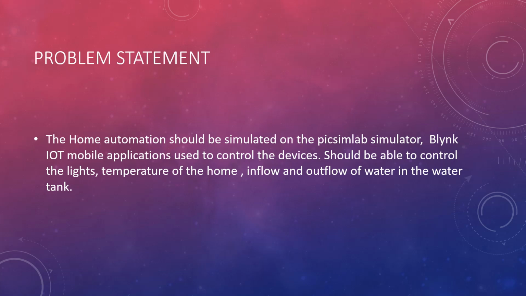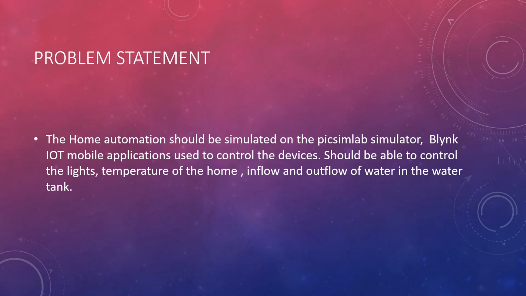So let's talk about the problem statement of our project. Home automation system. What is the objective? Design and implement a home automation system using the Pixim Lab simulator for the hardware simulation and the Blink IoT mobile application for remote control. The system should enable users to manage various aspects of their home environment through the Blink app, which is a cloud app, IoT based cloud app.